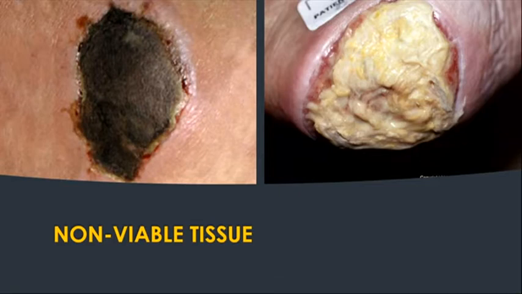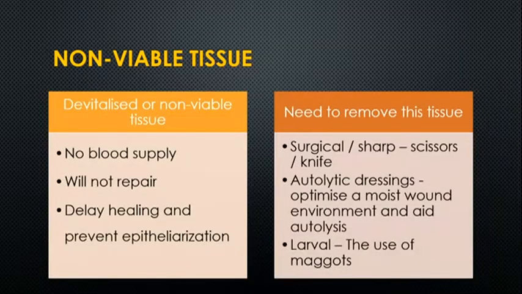So if you have a patient with a wound with non-viable tissue, that devitalized or non-viable tissue needs to come off. This tissue doesn't have a blood supply, and that tissue itself will not heal. And not only will that tissue not heal, it will delay the healing of the underlying wound, and it will prevent reepithelialization. So that tissue needs to come off.